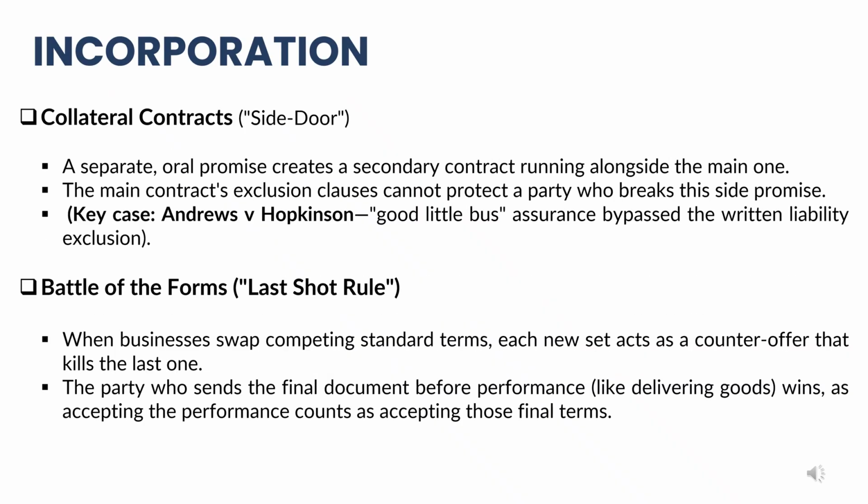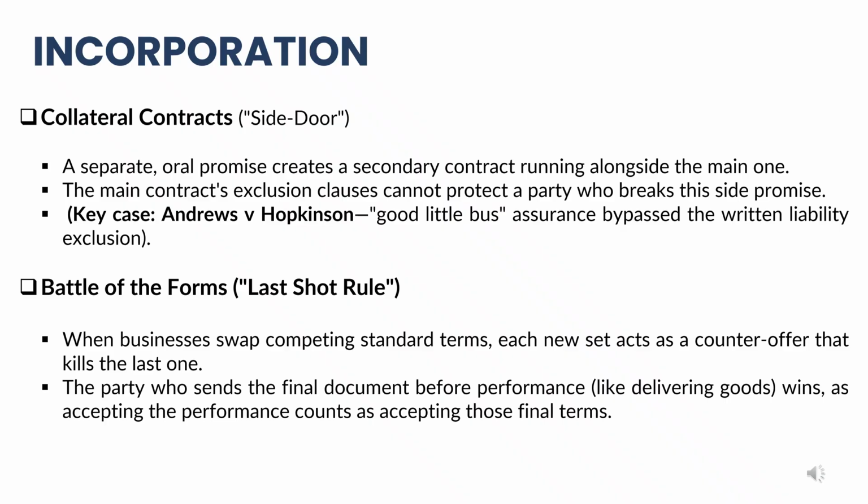Having examined privity of contract, we can now look at two additional concepts connected to incorporation and exclusion clauses: collateral contracts and the battle of the forms. First, let's consider collateral contracts, sometimes described as the side door approach. A collateral contract is a separate agreement that exists alongside the main contract. Its importance lies in the fact that an exclusion clause in the main agreement may not protect a party who breaches a separate collateral promise. The key idea is that the collateral promise creates its own independent contractual obligation.